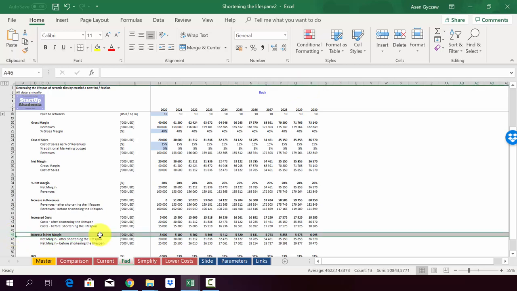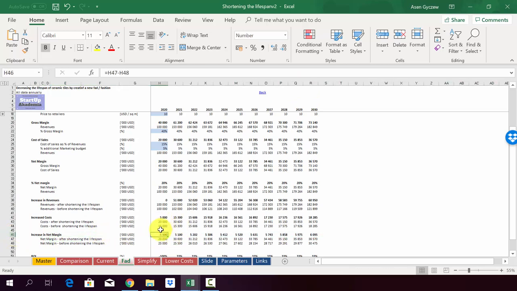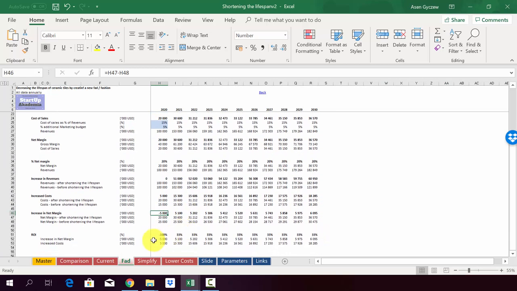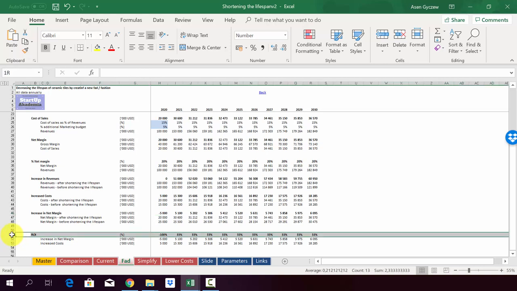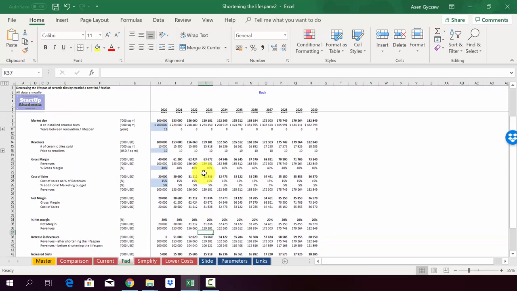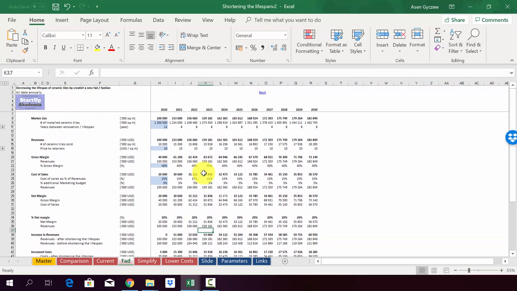So the net margin, apart from the first year where we don't see the effect, will be higher by 5 to 6 million. And return on investment, if you treat this as some sort of an investment, is actually around 30%. So the return is 30%. So that's in short. As you can see, we used exactly the same formulas as in the previous current situation.